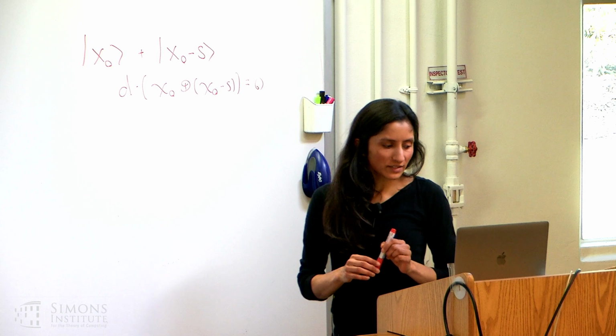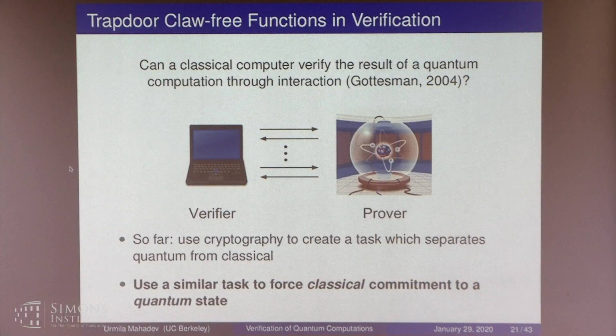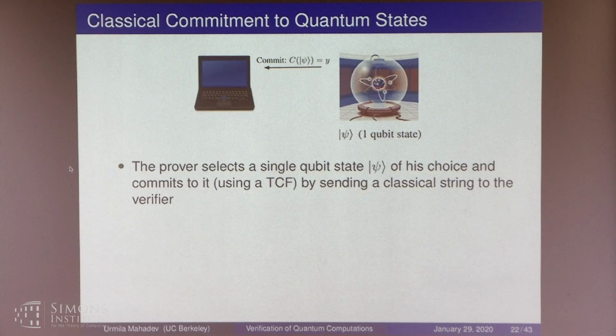Okay, so the rest of this talk, I'm going to focus on this primitive called classical commitment to quantum states, which I can build from TCF pairs. So I'll start by defining what this primitive looks like. Here's the ideal behavior. This primitive is a protocol between a classical verifier and a quantum prover. The quantum prover has a single qubit state psi in his mind, and he'd like to commit to it, which he does using a TCF, and the commitment is just a classical string y, which he sends to the verifier.